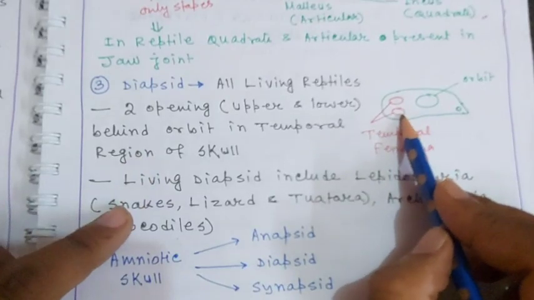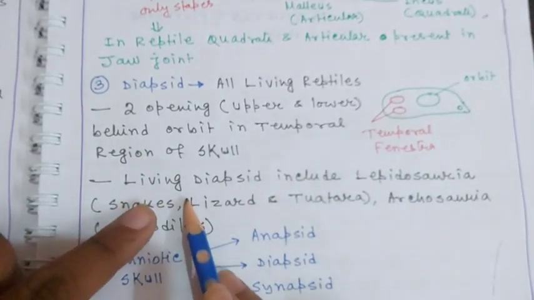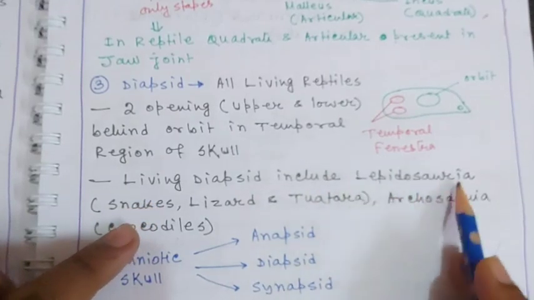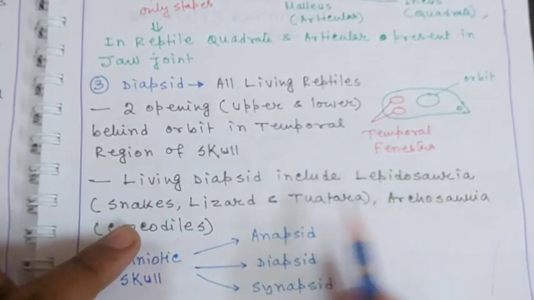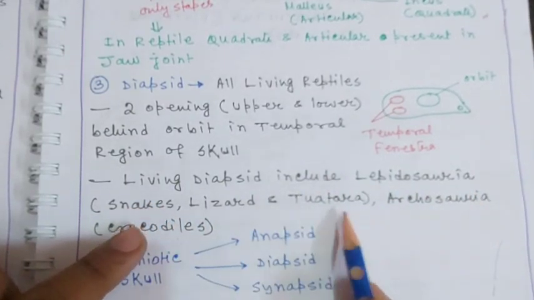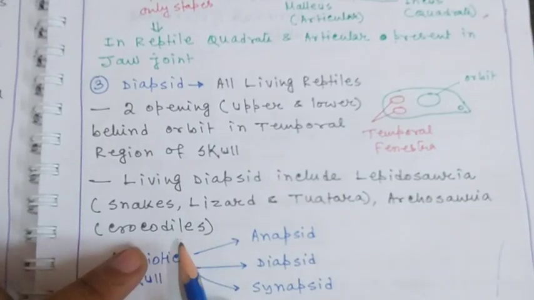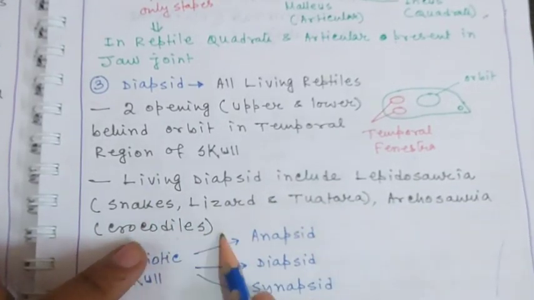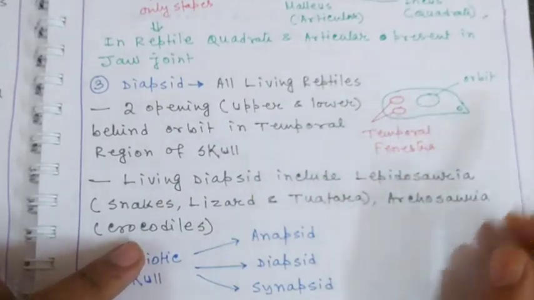They are present in the temporal region of the skull. And this type of skull is present in different types of living reptiles like the Lepidosauria. Lepidosauria means snake, lizard and the tuatara, and the Archosauria, that is the crocodiles. So the snake, lizard, tuatara and crocodile skulls are Diapsid type of skull.